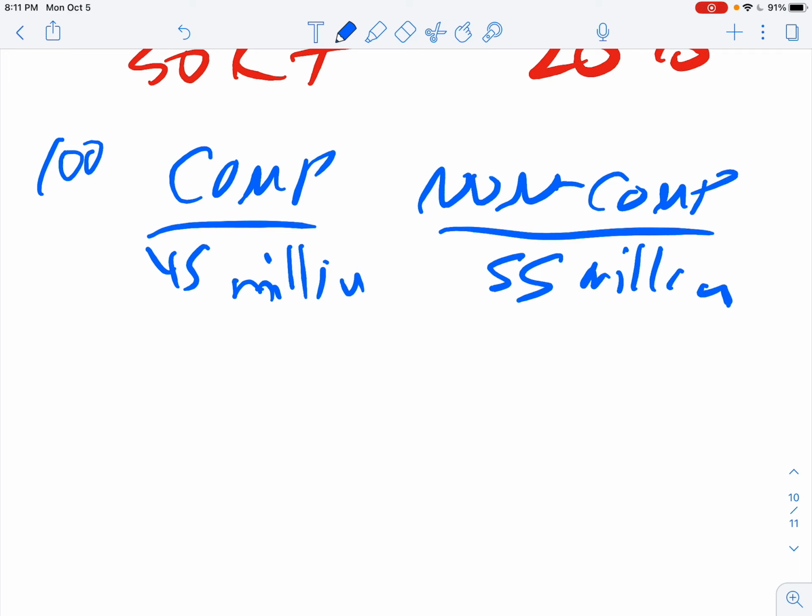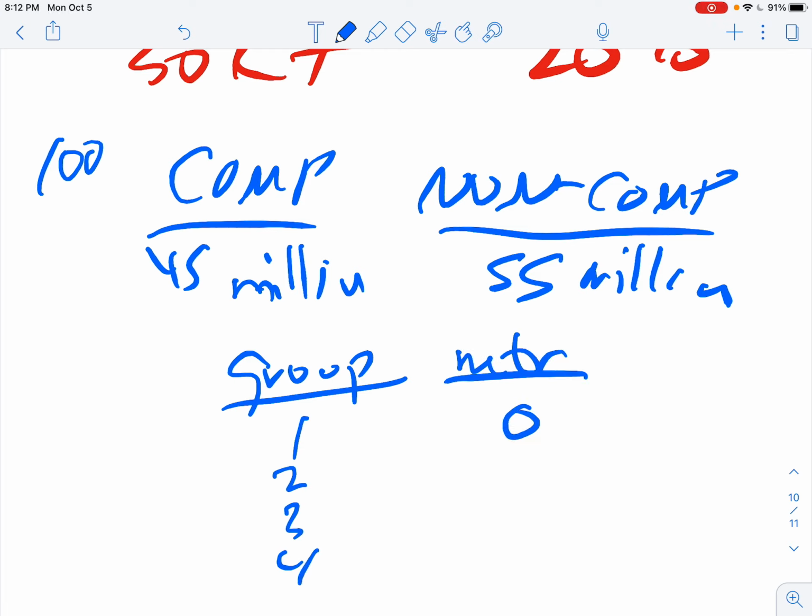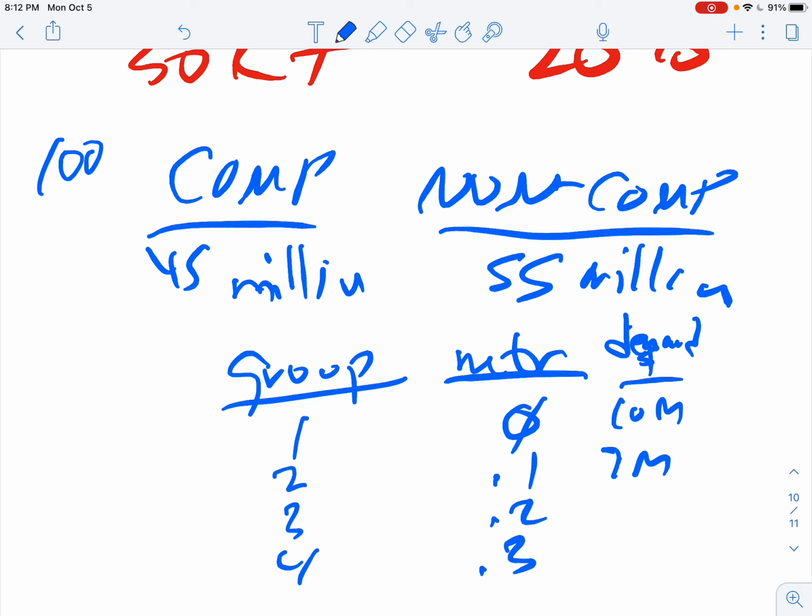Then you have to look at the different groups, which are distinguished by their marginal tax rates. Just make up some numbers here. The idea is this is the dollar demand. So maybe they want 10 mil. Maybe this group wants 7 mil. This group wants 6 mil. This group wants 12 mil. Whatever. And then the spreadsheet allows you to see what rate will be set at the auction.